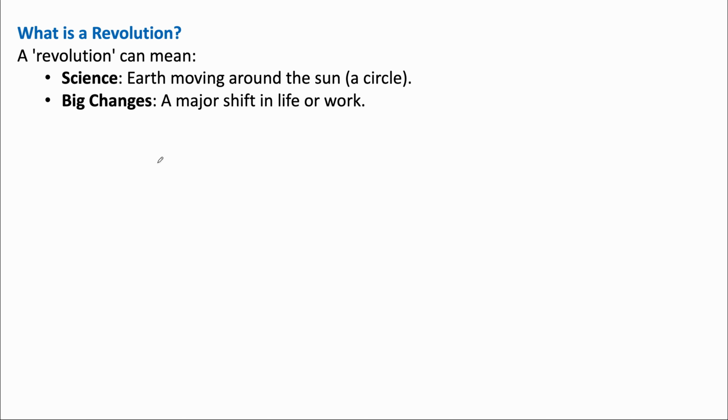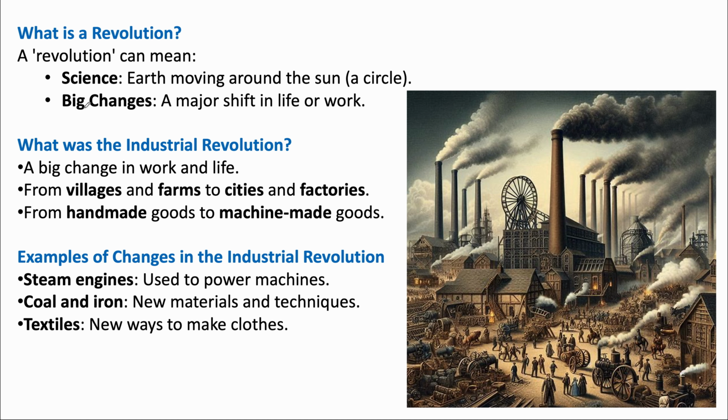You might know the word revolution from science, like the Earth's revolution around the sun, which means moving around in a circle. But another meaning of the word revolution is a big change. The Industrial Revolution was a time when big changes happened in how people worked and lived.